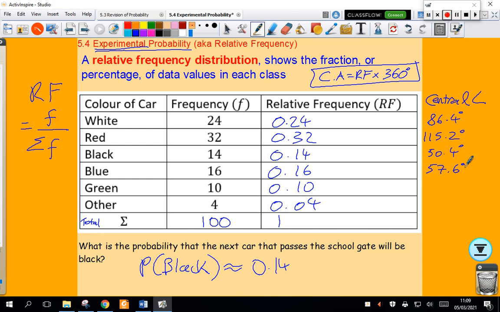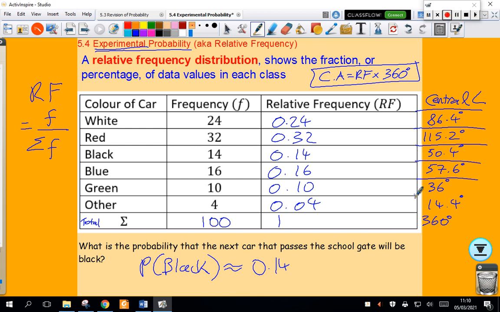0.1 times 360, well, that's one I can do in my head. That's going to be 36 degrees. And 0.04 times 360, that's going to be 14.4 degrees. Okay? And again, if I look at the total sum of all the central angles, they should add up to 360 degrees. If they don't, I've made a mistake. And once you're armed with your central angles, then you can go and construct your pie chart from there.